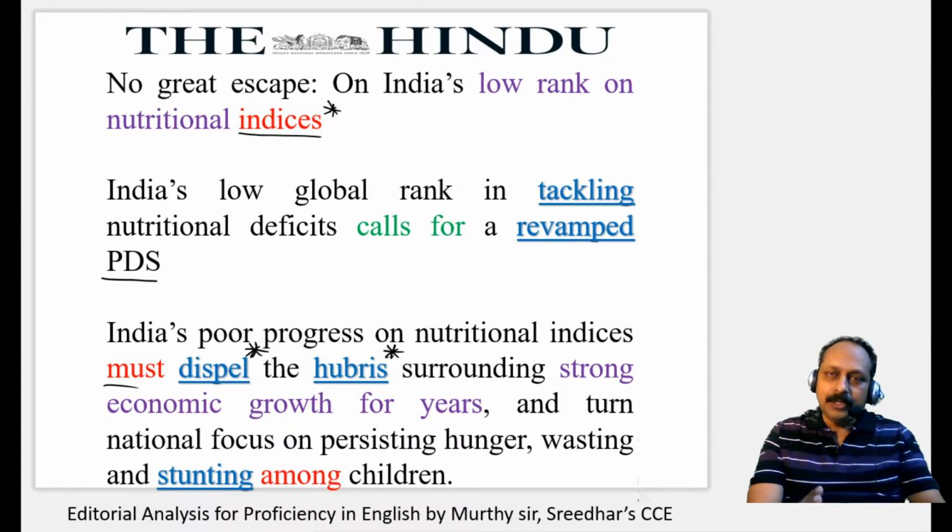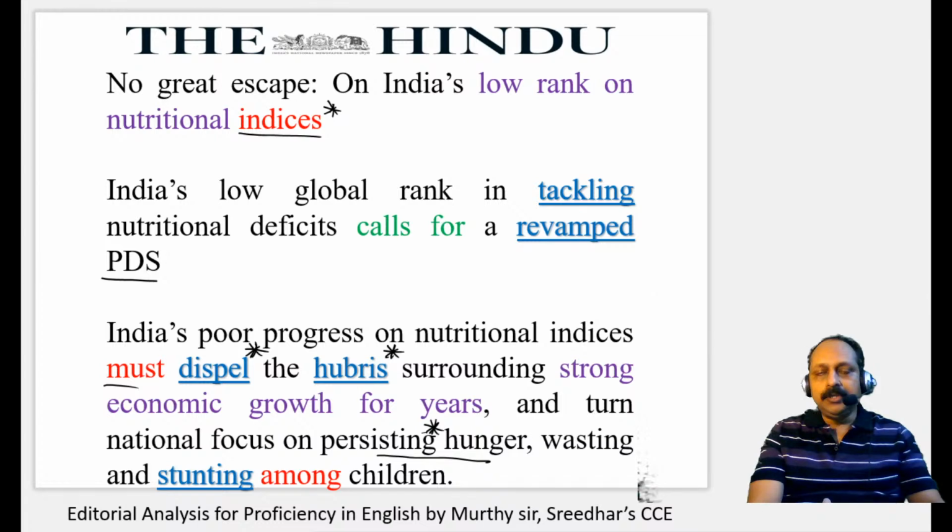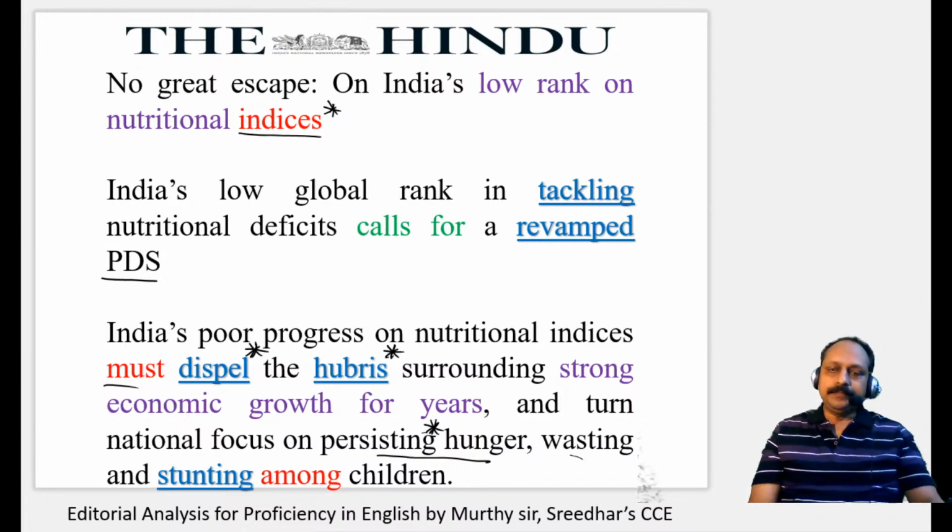Hubris means excessive pride, excessive pride surrounding strong economic growth for years. We have been talking about economic growth, that's what the editorial says, and there's a lot of excessive pride, hubris, surrounding that progress. But now time has come to turn the national focus on persisting hunger. Persist, like existing, exist for a long time: persisting hunger, wasting, and stunting among children.